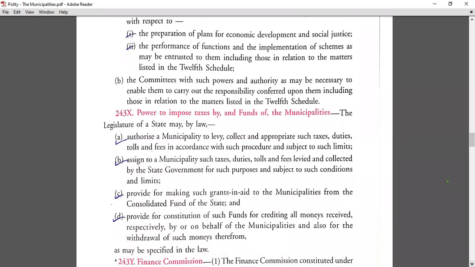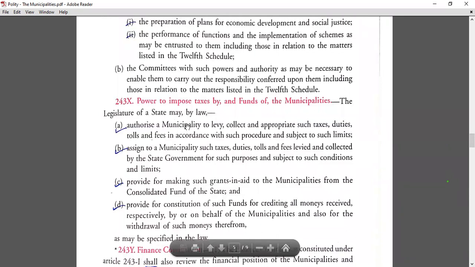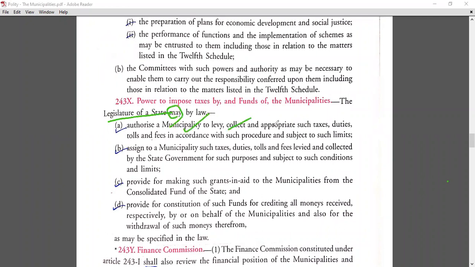Now, power to impose taxes, same thing like districts. And same thing like panchayats. Power to impose taxes and funds of municipalities. Again, the state legislature has the power. It is not compulsory. It is may. It can authorize municipality to levy taxes, duties, tolls, fees, everything, to provide for making grants-in-aid to municipalities from the consolidated fund of the state, provide for constitution of such funds for crediting all monies received respectively by or on behalf of municipalities, and also withdrawal of such money. So it depends on the state legislature to assign or authorize or any kind of things or work you want to give to the municipality. It depends on the state legislature regarding taxes and funding.